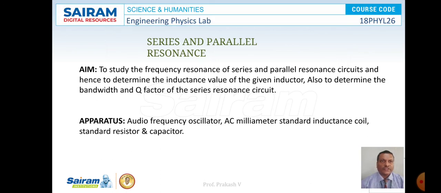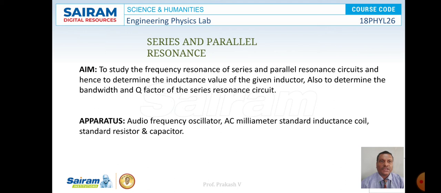The aim of the experiment is to determine the resonance frequency of series and parallel resonance circuits, and hence determine the value of inductance connected in the circuit. Since an inductor is connected, its value of inductance will be calculated, and we also have to determine the bandwidth and quality factor in the series resonance circuit.